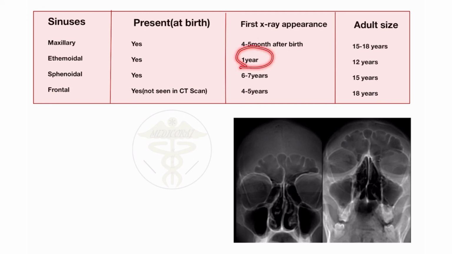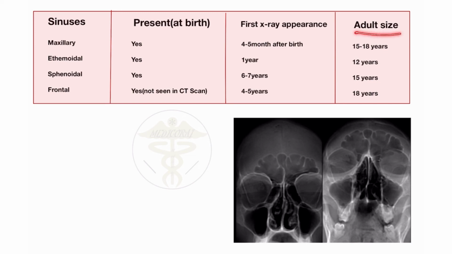Ethmoidal sinuses appear at approximately 1 year, at the time of 1 year or after 1 year. Sphenoidal sinuses appear after 6 to 7 years, and the frontal sinuses appear after 4 to 5 years. This is the first X-ray appearance of the different types of paranasal sinuses.